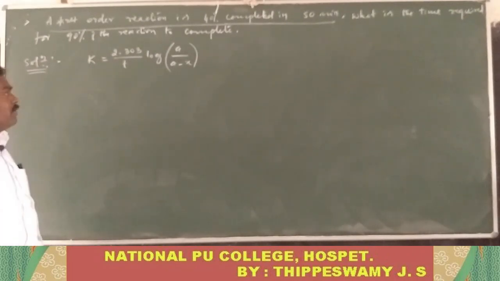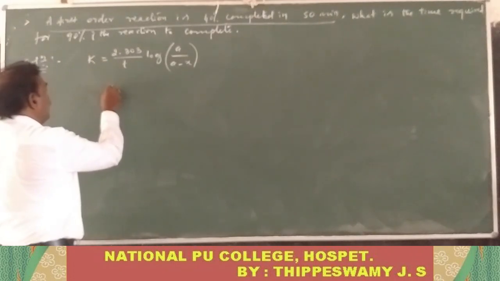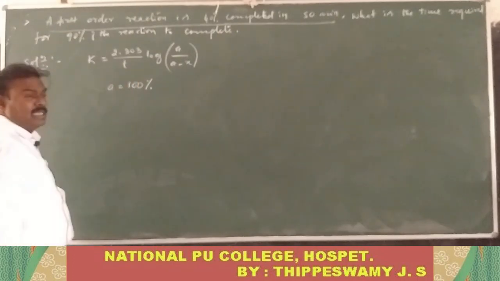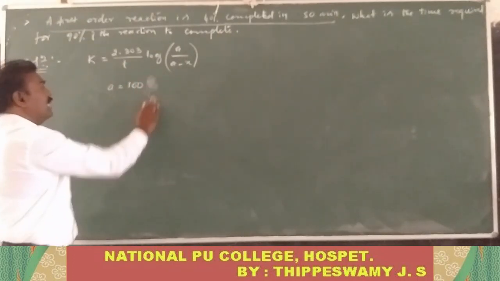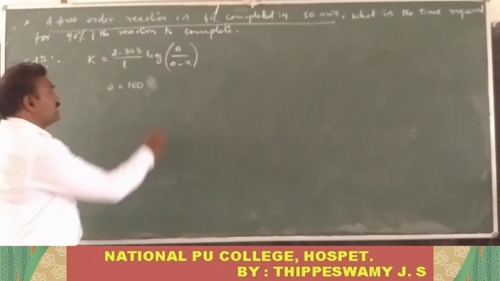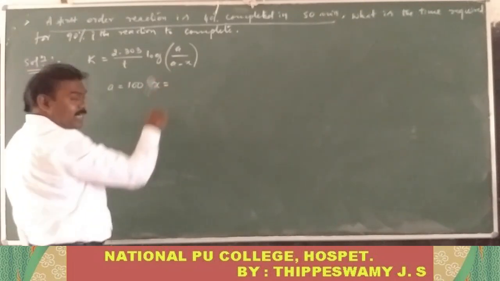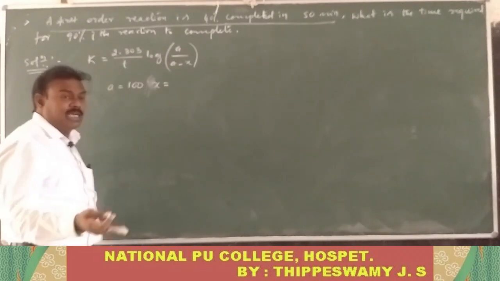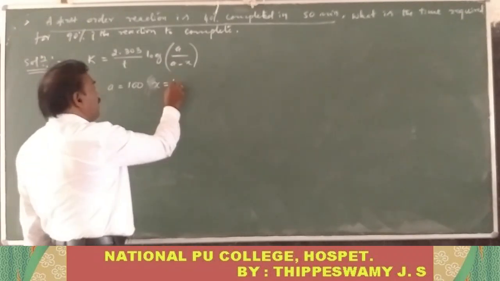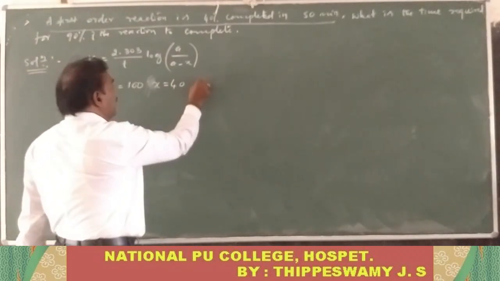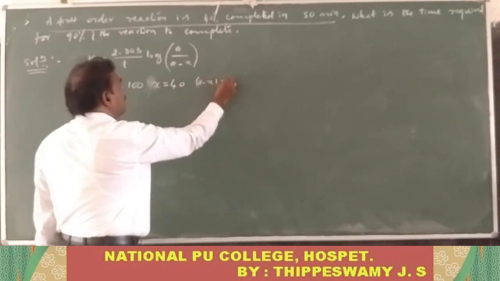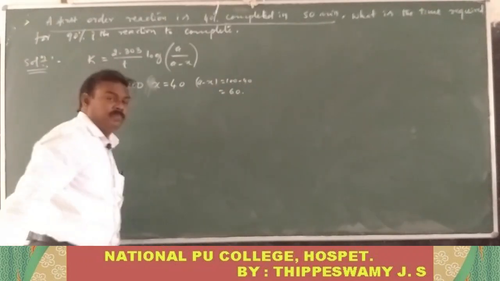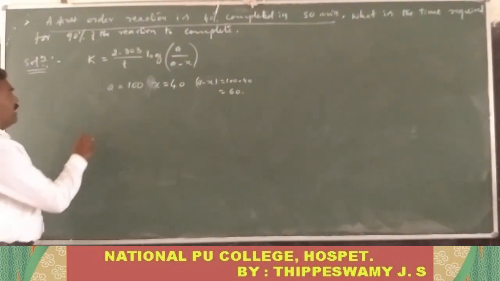Okay, now you write the data. What is the value of a? The initial concentration is 100%, so a is equal to 100. Then what is the value of x? That is 40% completion. x is the amount of reactant reacted, that is 40. Then a minus x is equal to 100 minus 40, which is equal to 60%. Now you can calculate the value of k.